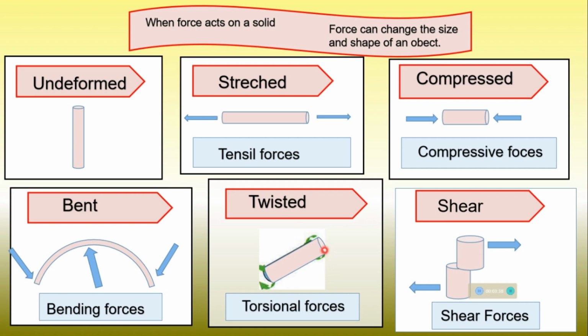Torsional forces. Torsional force is responsible for twisting or turning any object. Shear forces. Shear force is a force that acts in a direction that is parallel to a surface or cross section of a body. When we put a piece of paper between the blades of scissors, it gets divided due to shear forces.